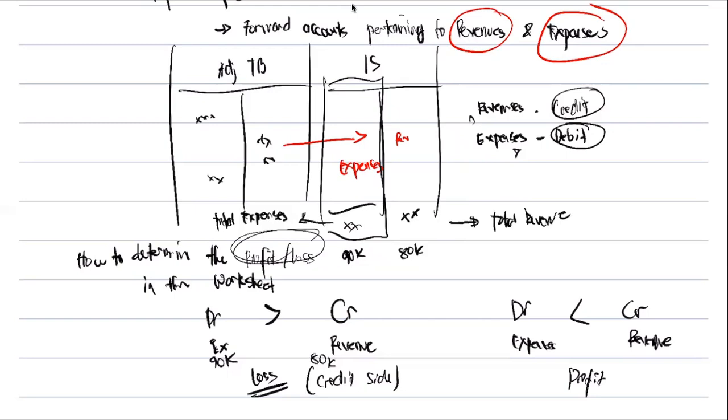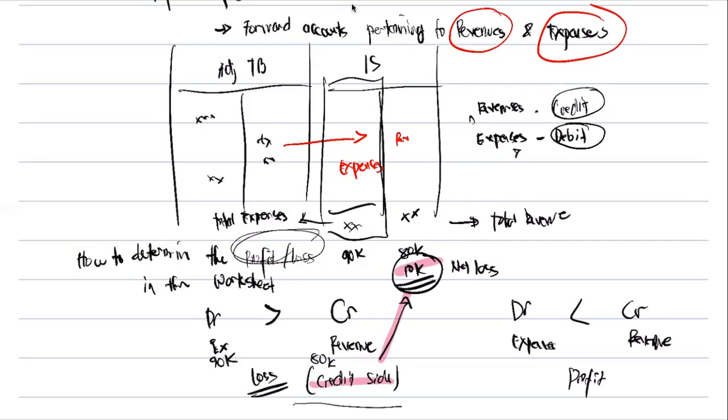So where do we place our loss? On the credit side, because we need to equalize that. So you will put here, net loss, 10,000. There it is. Okay, so loss is placed on your credit side. Okay? So I hope we're clear here regarding the loss.